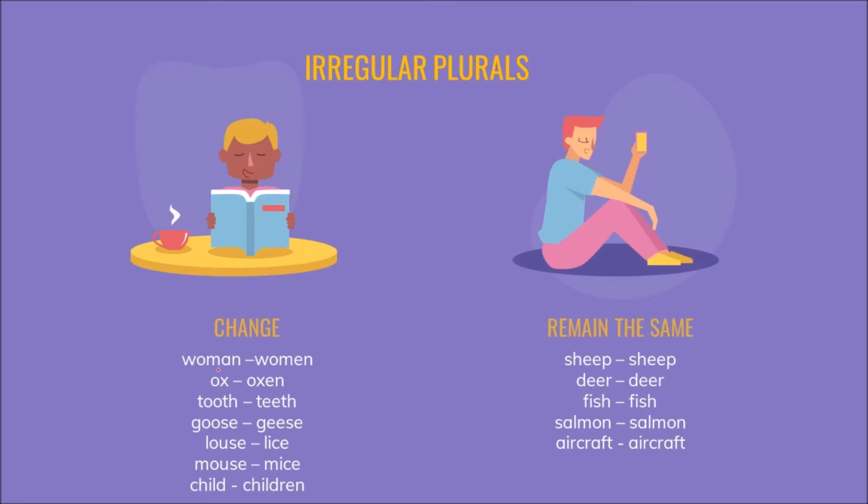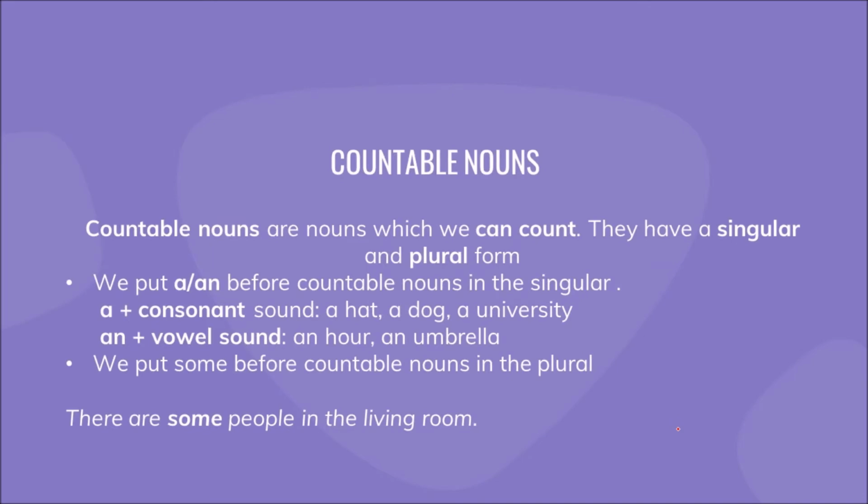For example, woman is women. It doesn't become woman's. It changes its form. Tooth becomes teeth. Child doesn't become child's, but children. While on the other hand, we have nouns that do not change at all or take an inflection. They remain the same, like the examples here.